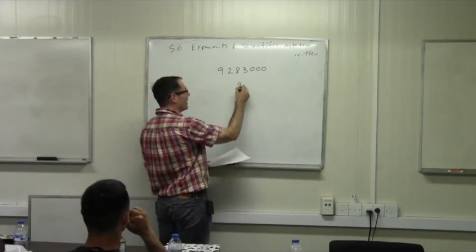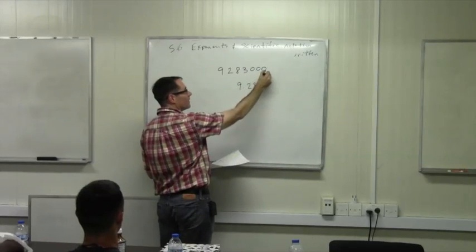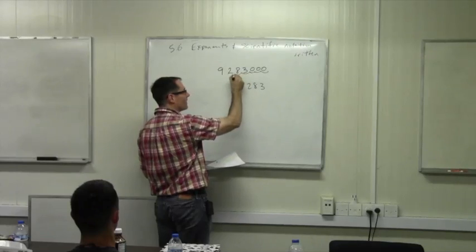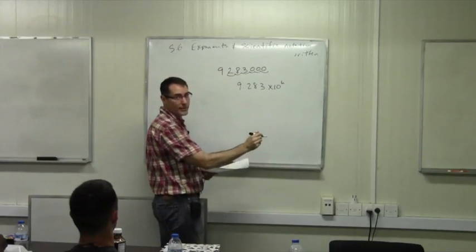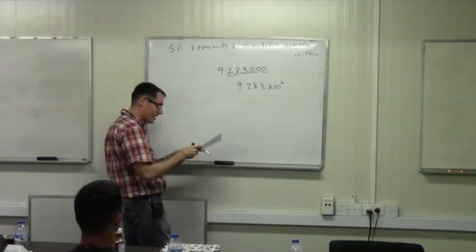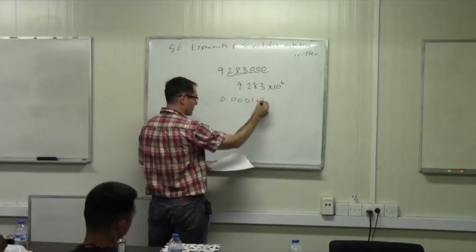All right, 9.283, because that's the number between 1 and 10. 1, 2, 3, 4, 5, 6. Did I get it right? Okay, that's how we do that one. All right, let's try one more. 0.000113.